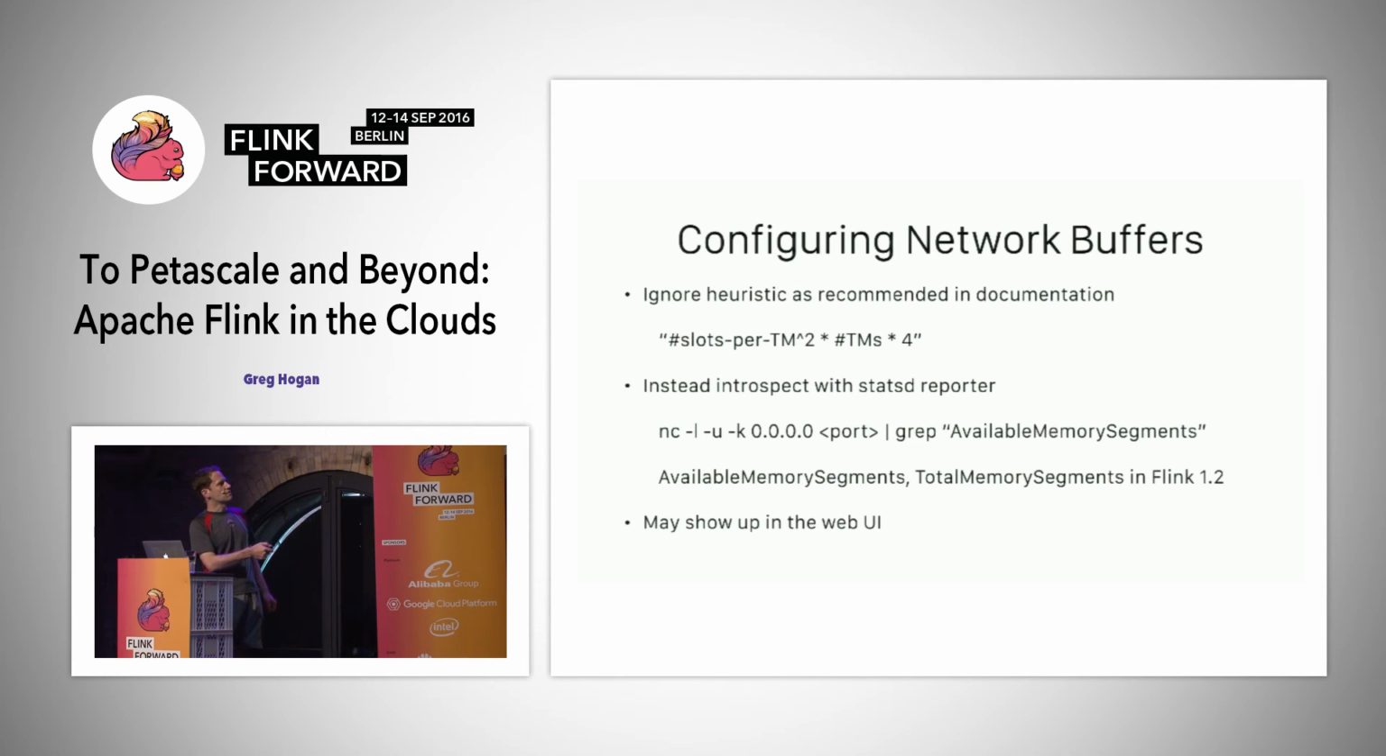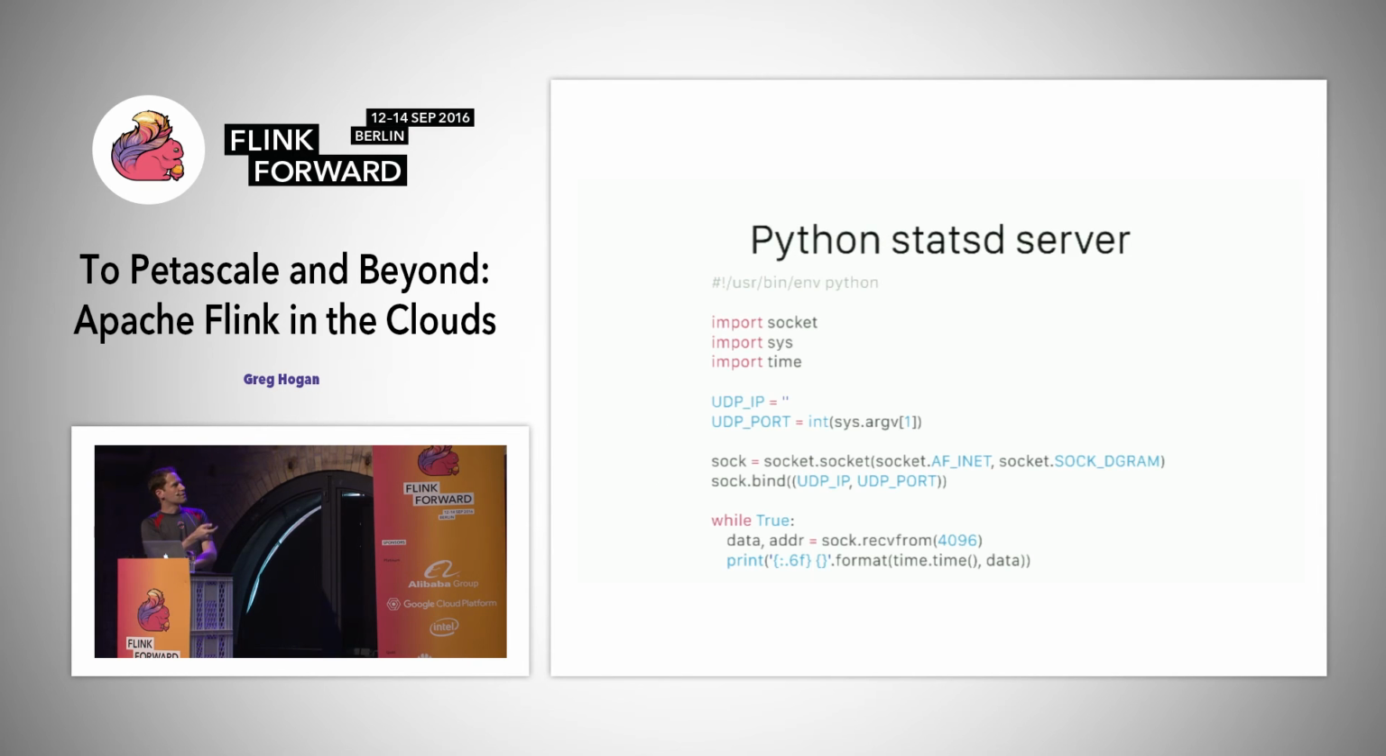Because this doesn't really scale linearly with the number of operators that are running. And I'm not sure, this may actually show up in the web UI. I copied in here what I use from a simple statsd server if I want to introspect metrics as they're coming out of the system.